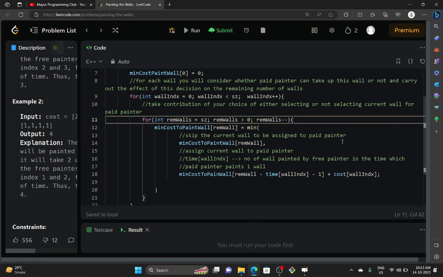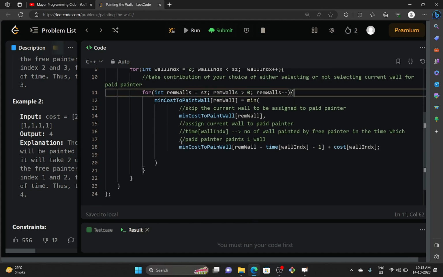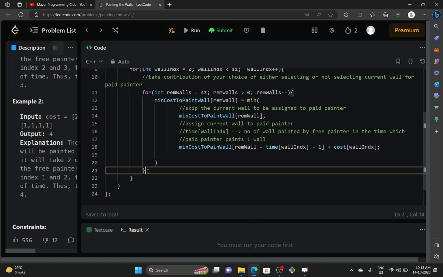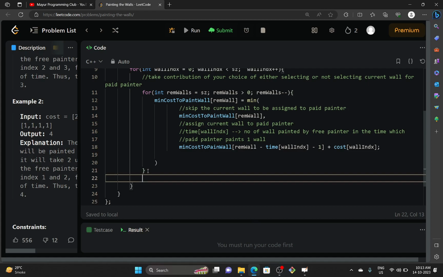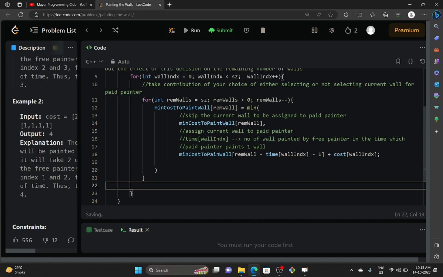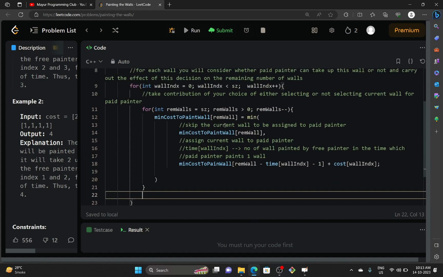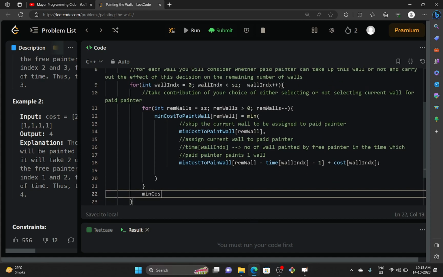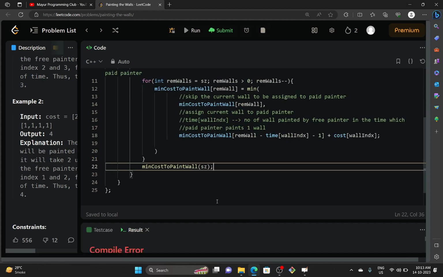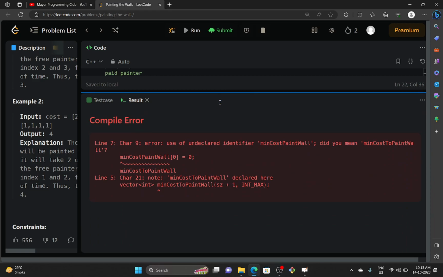Or say the change of states that will help us to solve this particular problem, and at last we will be returning minimum cost to paint walls equal to size. Let's try to submit for the sample test cases. Let's see whether it's getting accepted or not. There is some compilation error.